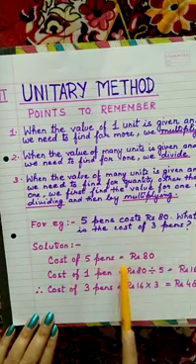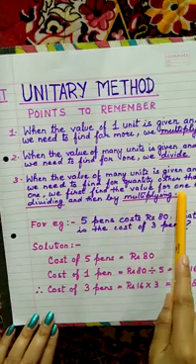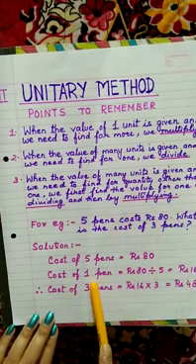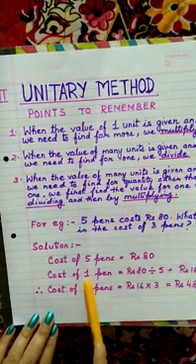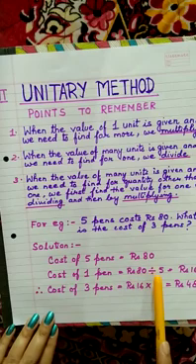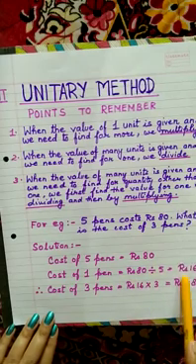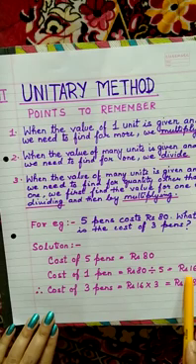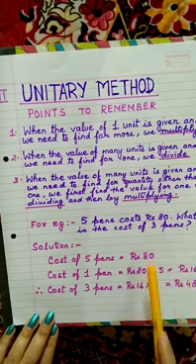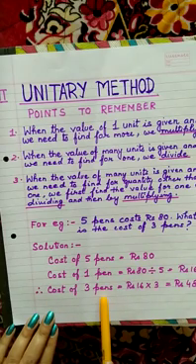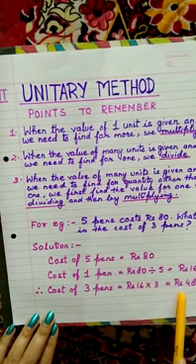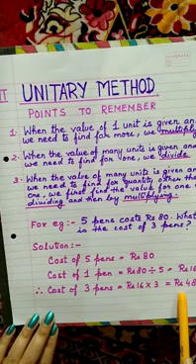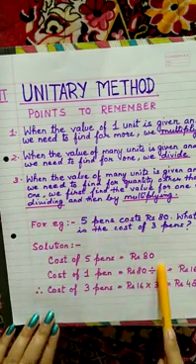So the cost of 5 pens is 80. Just now we studied that we have to first find the value of 1. To find the value of 1, we divide. So cost of 1 pen is equal to rupees 80 divided by 5, that is rupees 16. After we get the value of 1, we can find the value of the required number. The required number is 3 pens. Therefore, the cost of 3 pens is equal to rupees 16 into 3, that is rupees 48. So this is the basic rule for unitary method.